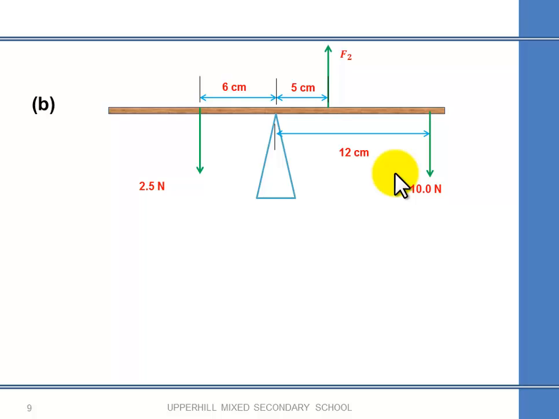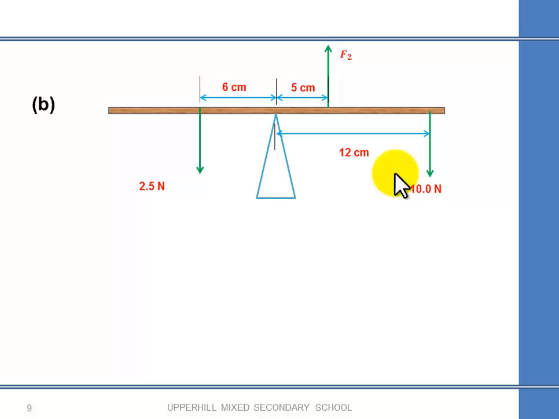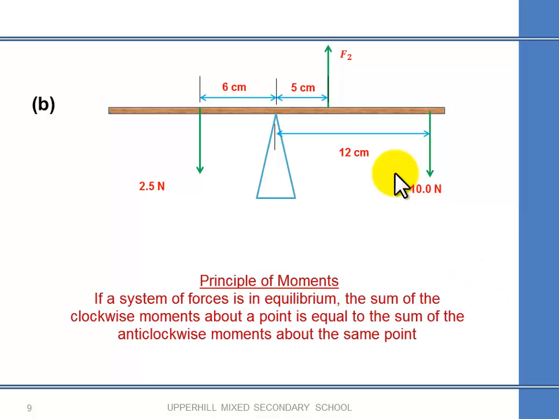How about the 10 Newton force? Again, we assume the 2.5 Newton force and F2 are not there, and the 10 Newton force will turn the system clockwise about the pivot. This system is in equilibrium, so we apply the principle of moments. The principle of moments states that the sum of the anti-clockwise moments about point O is equal to the sum of the clockwise moments about the same point.